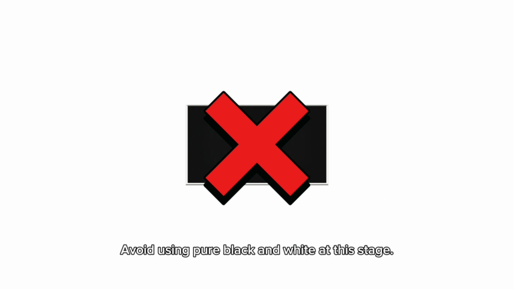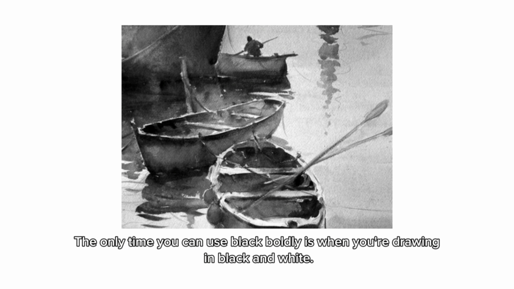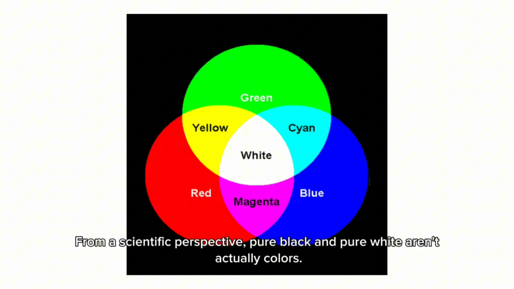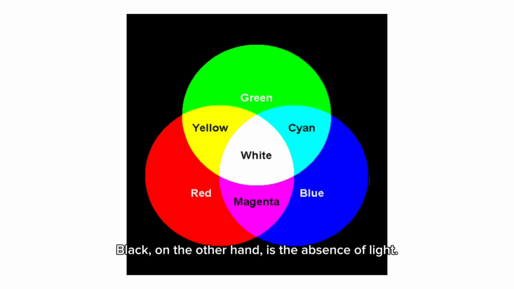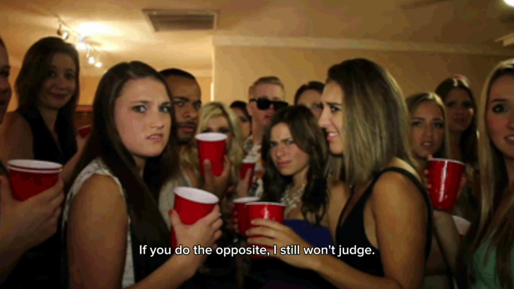Avoid using pure black and white at this stage. The only time you can use black boldly is when you're drawing in black and white. From a scientific perspective, pure black and pure white aren't actually colors. White is what you get when you mix all the colors in the spectrum in equal parts. Black, on the other hand, is the absence of light. This is important information because you'll usually be drawing things that actually exist. If you do the opposite, I still won't judge.